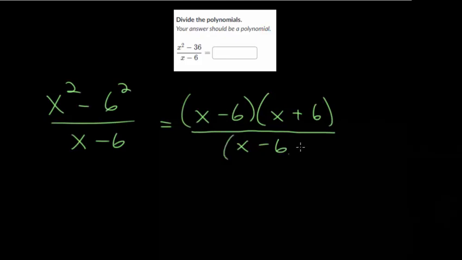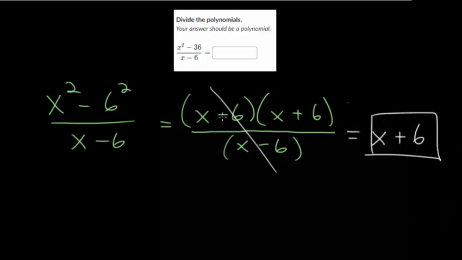And from here, notice that the numerator and denominator each share a factor of this x minus 6. So we can divide, we can cancel these out with each other. And we're just left with an x plus 6. So that will be our final answer here. We can put x plus 6 in the box. And let's just do one more.